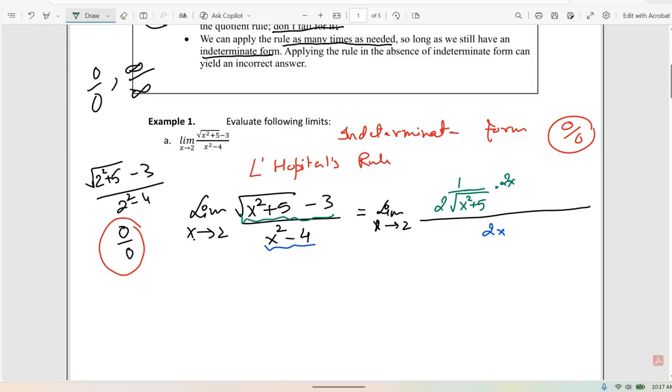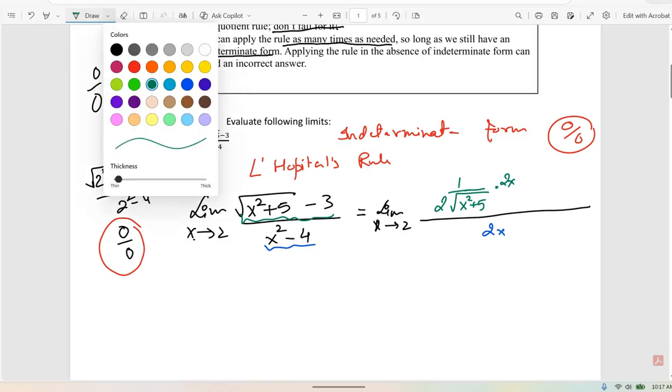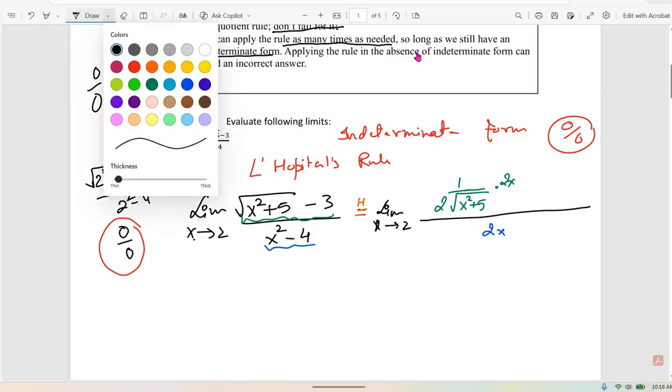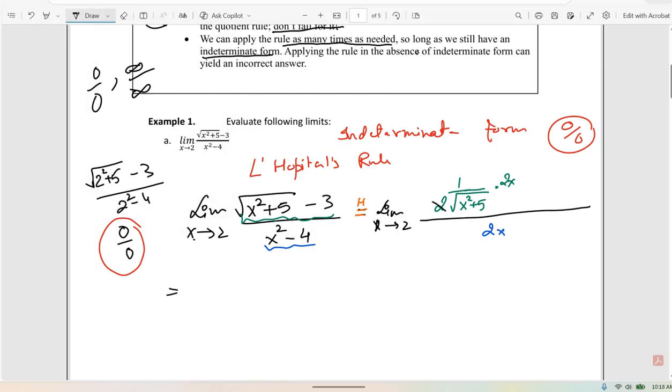Pay attention. I did not do L'Hopital's rule in the sense of the quotient rule. I just differentiated the numerator and differentiated the denominator and wrote the limit. Whenever you use L'Hopital's rule, the convention in the book is that you write this equal sign with an H on top. This symbol stands for having applied L'Hopital's rule. Let's do the limit further. This 2 cancels with this 2, and it can be written as 1 by 2x square root of x squared plus 5.